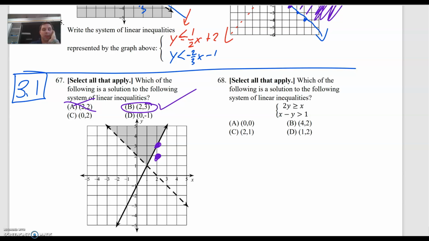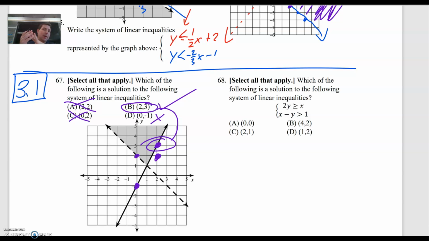Let's go to the next one. X is 0, y is 2, so I go to x is 0, y is 2. This one is on the line, but do you see how the line is dashed? Therefore, this one is not a solution because the dashed line says it can't equal that line. And then 0, -1, I go to x is 0, y is -1. It is on the line, but again, it's not in the shaded region, so this one does not work. So the only answer would be this point right here, 2, 3.